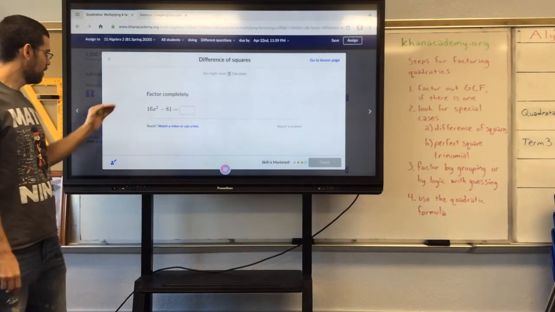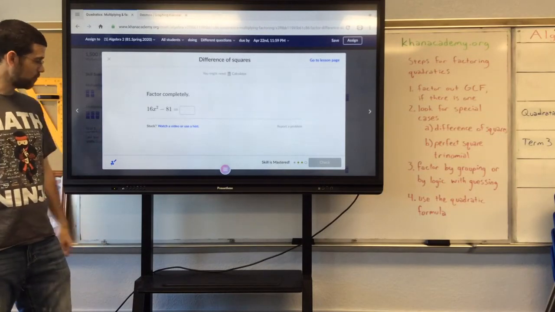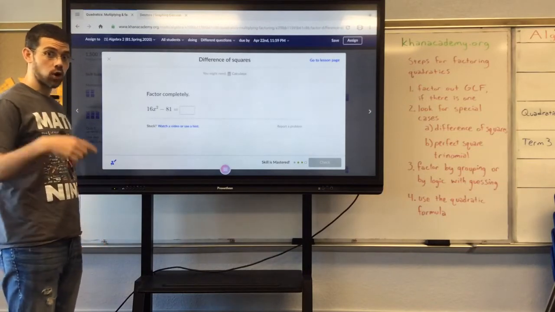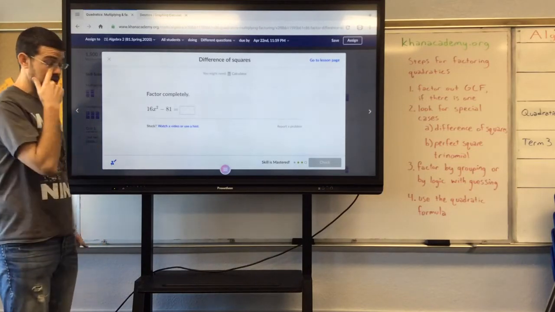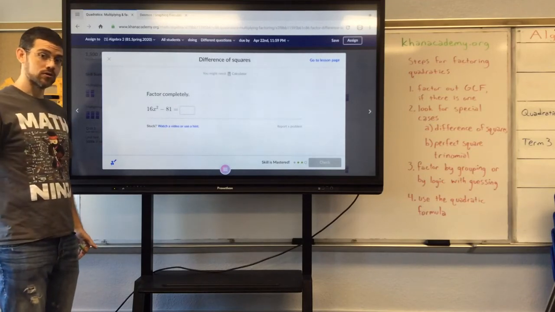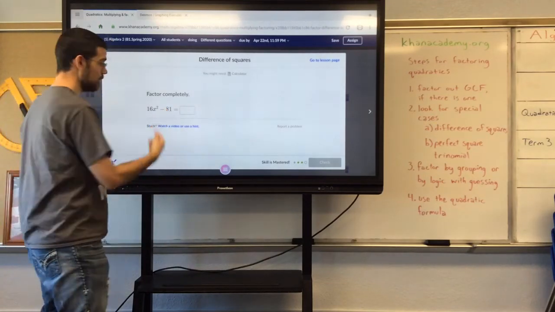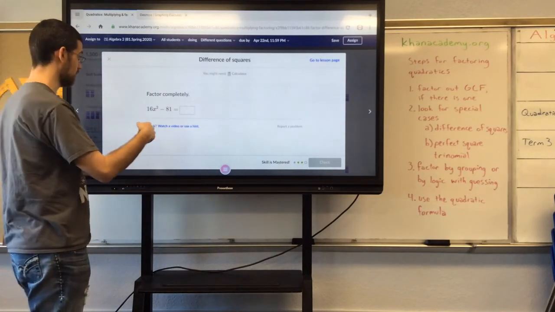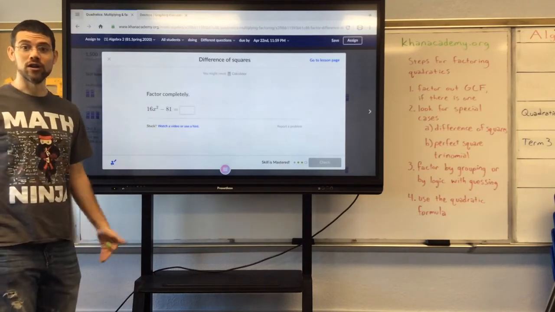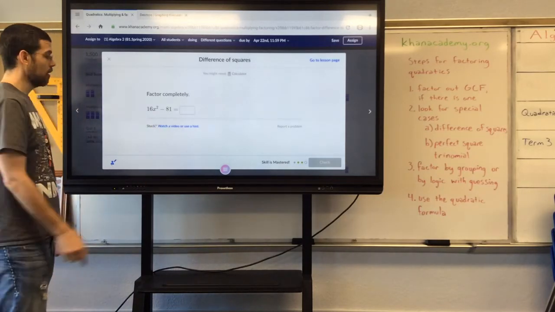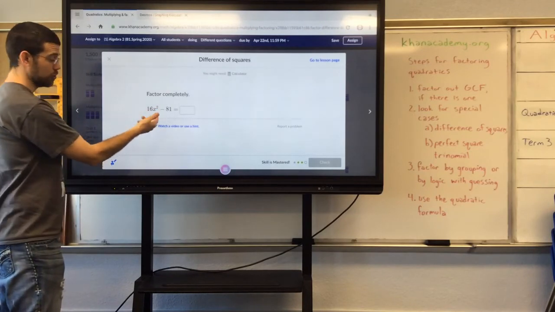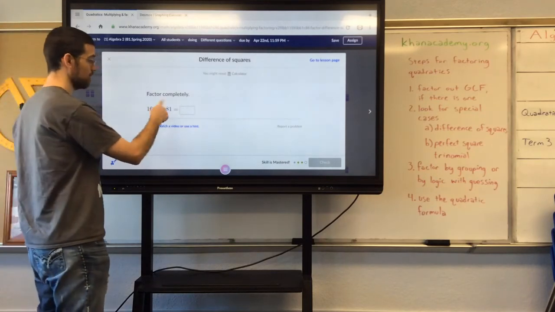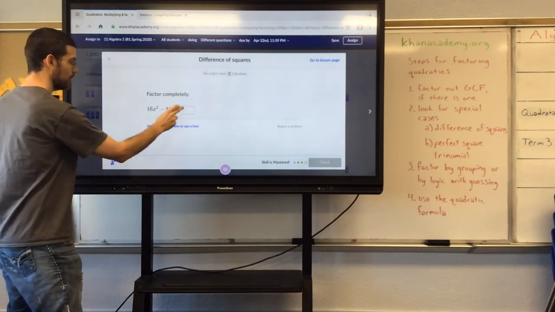Here we go. Looking for any common factors. That's always the first check. 16 is 2 to the 4th, so the only factors of 16 are the prime number 2 repeatedly. 81 again is 3 to the 4th, so there's no 2s that are a factor there, so I have nothing to take the common factor out. I look for, is this a difference of squares? It's a difference. The first term is square. That's 4x times 4x. And then the second one is 9 times 9. So we're ready to go.